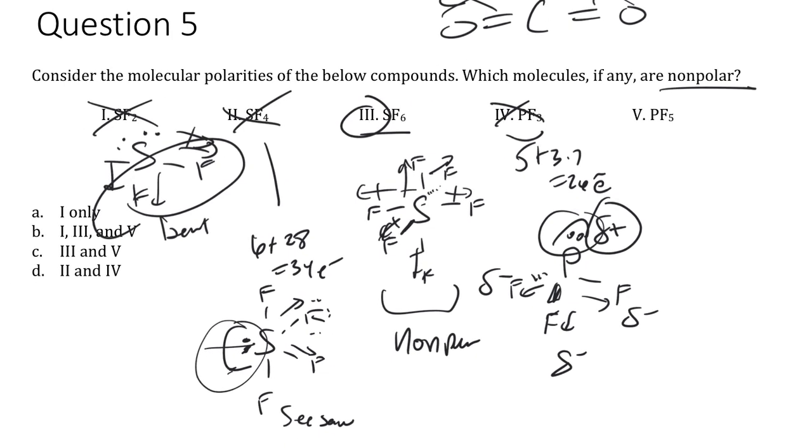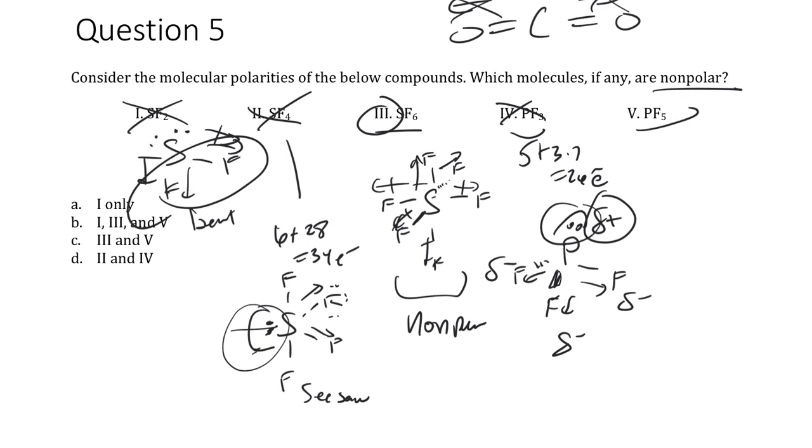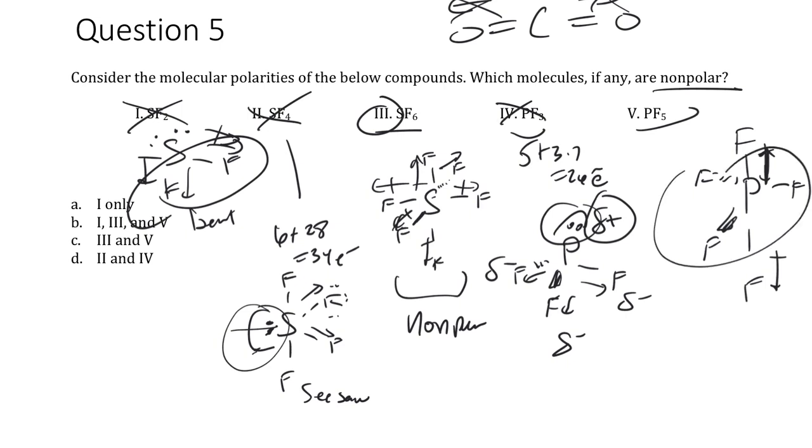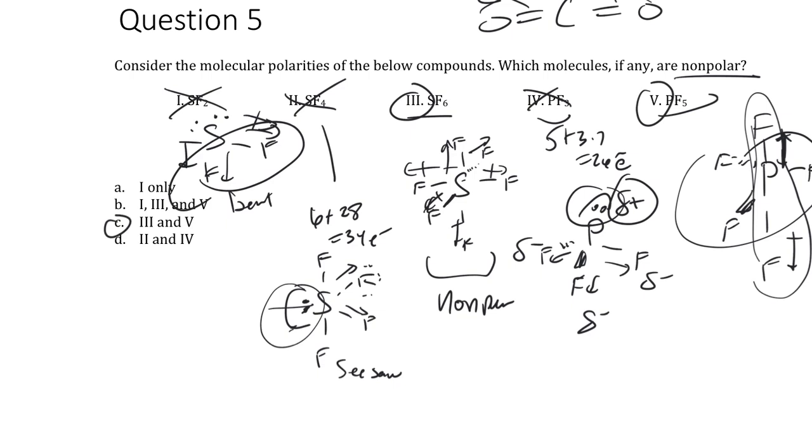PF5, we mentioned earlier, is the trigonal bipyramidal nonpolar molecule. The bond dipoles would cancel toward the fluorines, and then we'd have fluorines on the equator of the molecule, all with their dipoles canceling out too. If you had a trigonal planar molecule like BF3, it's nonpolar. The linear connection of the atoms also cancels out. So we should have 3 and 5 as nonpolar, and the others as polar molecules.